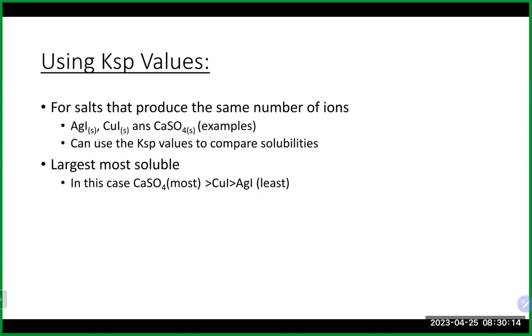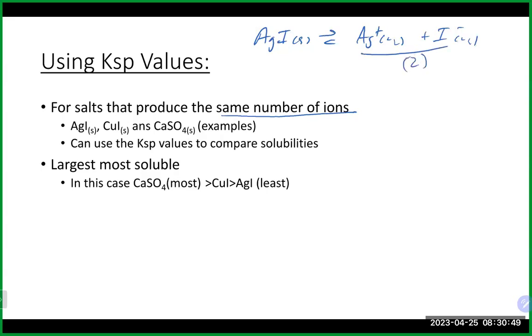And the only place where you can directly use the Ksp to compare those things are situations where they do break apart into the same number of ions. So the only way you can compare them is if they break apart into the same number of ions, like 2 ions, 3 ions, or so forth. So if we looked at something like AgI, CuI, and calcium sulfate here, each of those, when they break apart, will break apart into the same number of ions, not actually the same ions, but the same number of ions. So obviously we have 2 ions here.